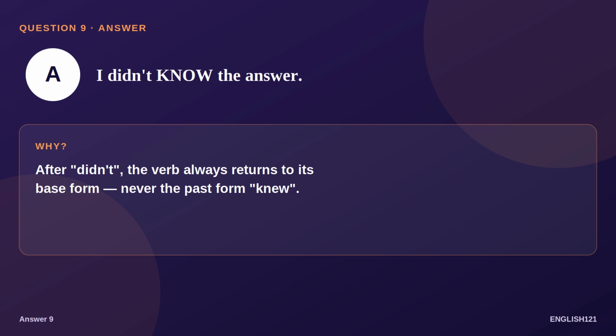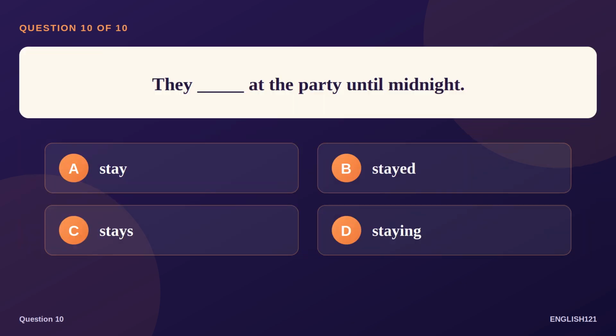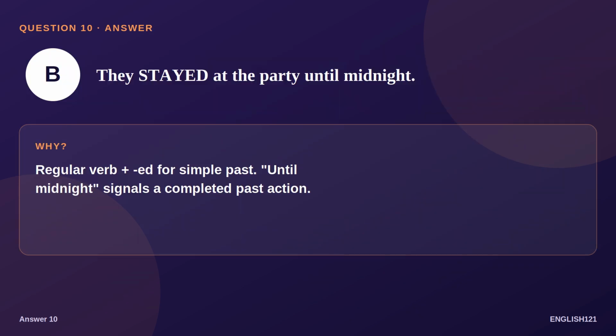And the final question. Let's go for the final boss. They blank at a party until midnight. Stay, stayed, stays, staying. The answer is they stayed at a party until midnight, because stay is a regular verb. Regular verb plus ed for the simple past tense. Until midnight also signals and shows a completed past action.